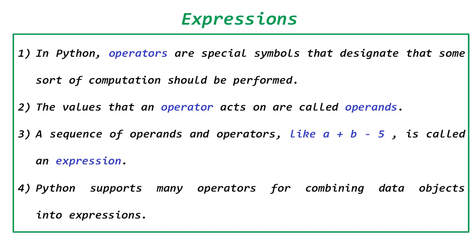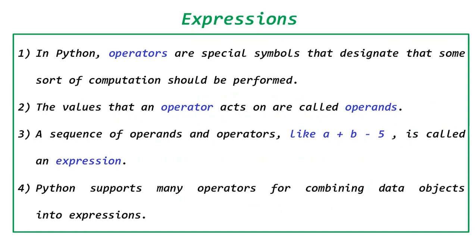If I am writing 2 plus 3 is equal to 5, it means 2 and 3 are operands. Plus is an operator, equal to is also an operator, and the next one is the answer. The values that an operator acts on are called operands. Means 2 and 3, the values. These values on which the operator acts are known as operands.